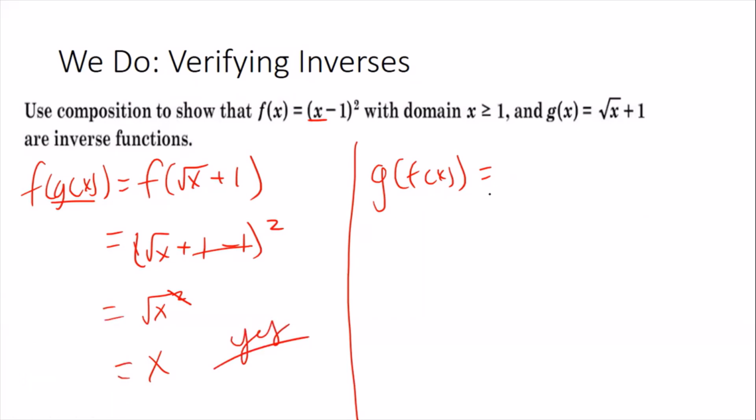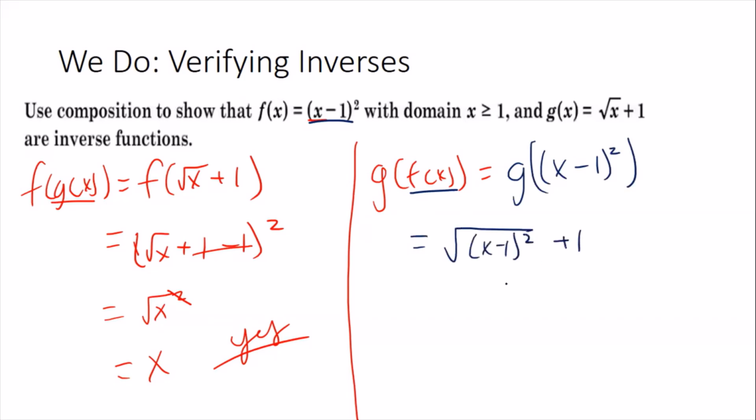Good job. Now, just in case someone does this one, you're substituting f of x, so x minus 1 squared is being substituted in. So you have the square root of x minus 1 squared plus 1. This time, the root and power cancel out first, and you're left with x minus 1 plus 1. Then your ones cancel out, and you're left with x. So either way, are they inverses? Yes.